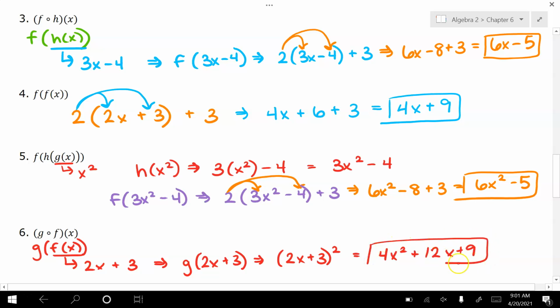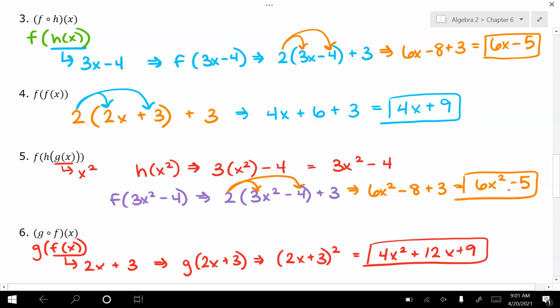All right. So for 5, I did g into h first. So I'm putting x squared into the x there. That got me 3x squared minus 2. And then I take that and I plug it into f. So I had to distribute, and then I combine like terms. So I ended with 6x squared minus 5.